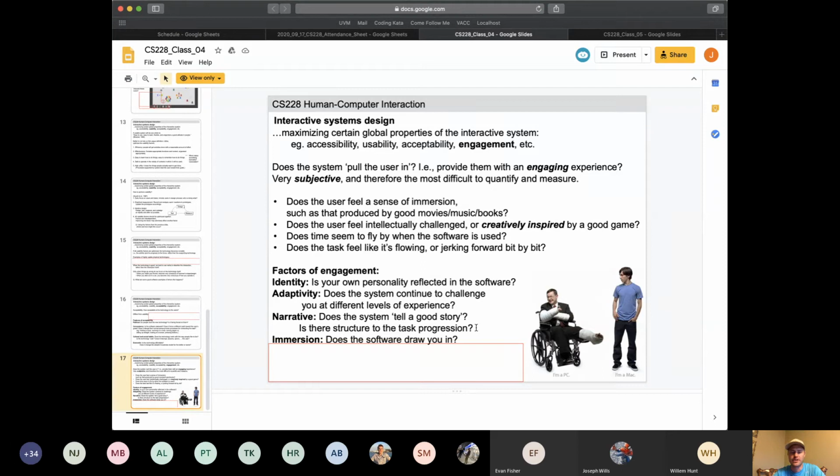And then narrative. Does the system tell a good story? Is there structure to it? Again, this is obviously important in games. But can anyone think of something that's not a game where the technology needs to have some sort of narrative in it?